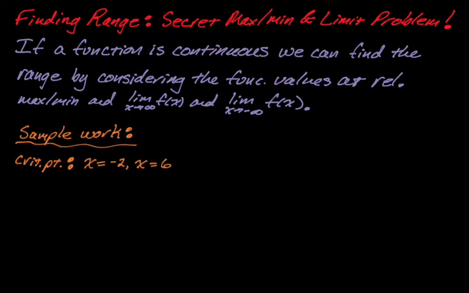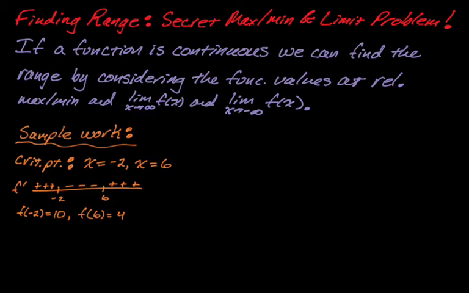I have 2 critical points at -2 and 6. Why are they critical points? I'm just making up a problem. It's fine. I do a sign chart, and I can see that f prime is going from positive to negative at -2, so that's a maximum, and then negative to positive at 6, so that's going to be a minimum. So I'm just going to make up values for those. So f of -2 is 10, and f of 6 is 4.